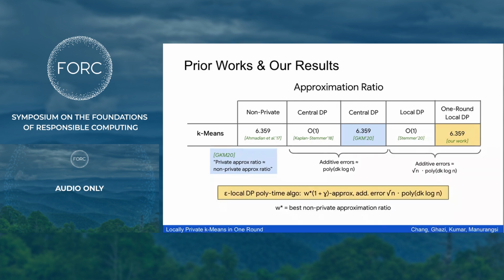algorithm. More formally, if there is a non-private algorithm with approximation ratio W*, then we can give an epsilon-DP non-interactive local algorithm that achieves an approximation ratio W* times (1 + gamma) for any constant gamma greater than 0, with an additive error on the order of square root of n times poly(d, k, log n). And note here that Stemmer showed that this square root of n factor in the additive error is necessary.